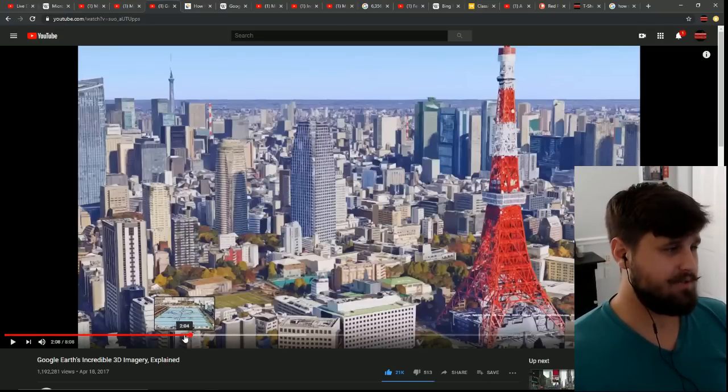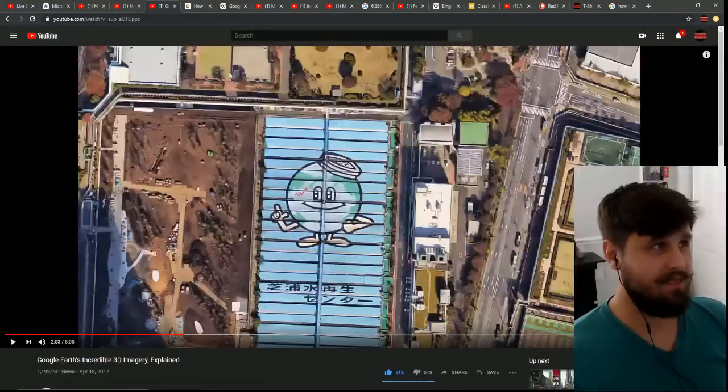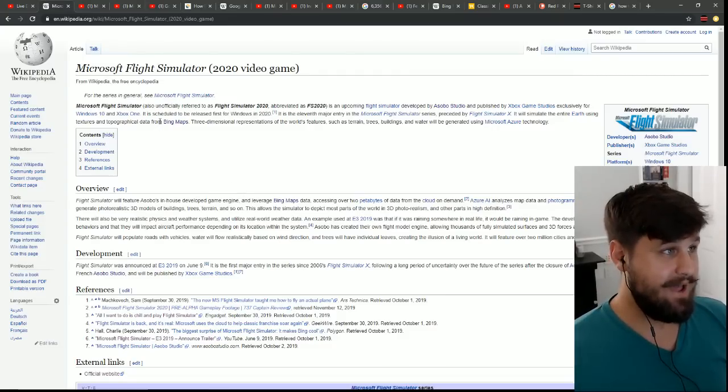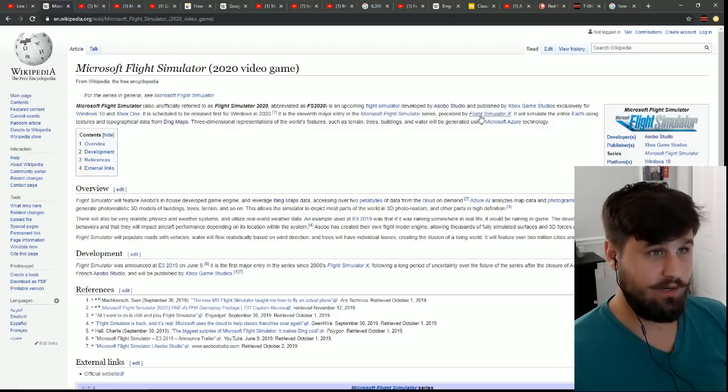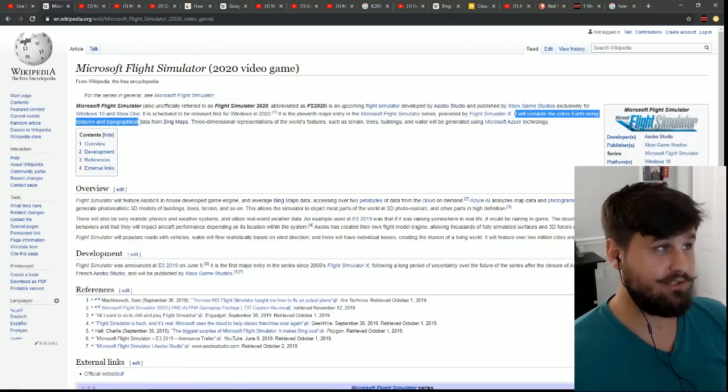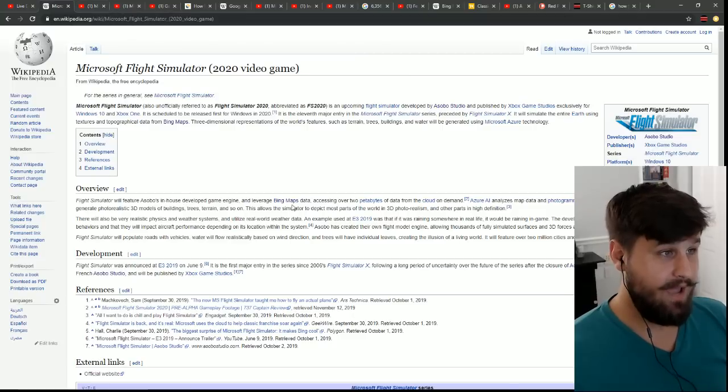So my point here is this: I'm not really buying that the Bing maps... Okay, again, this is the Wikipedia page for Microsoft Flight Simulator 2020. The game will, quote, simulate the entire Earth using textures and topographical data from Bing Maps.